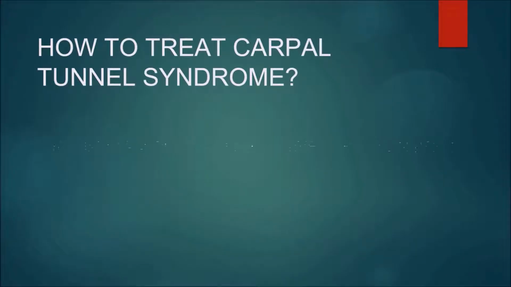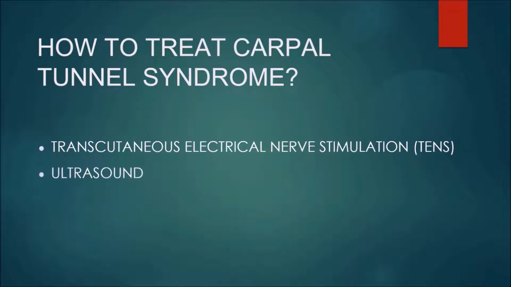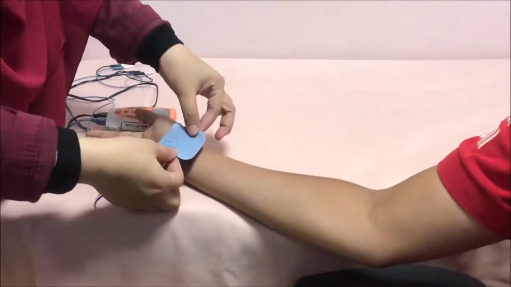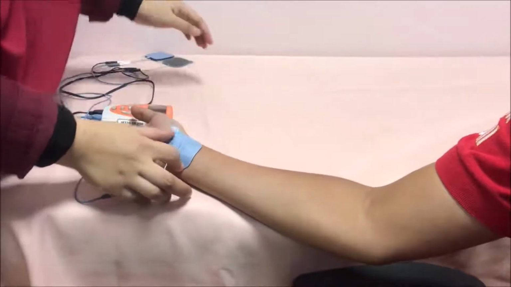How to treat carpal tunnel syndrome? There are three main treatments from the physiotherapy aspect, which are transcutaneous electrical nerve stimulation, TENS, ultrasound, and also massage, specifically thumb kneading and effleurage. This treatment is called the transcutaneous electrical nerve stimulation, or TENS.